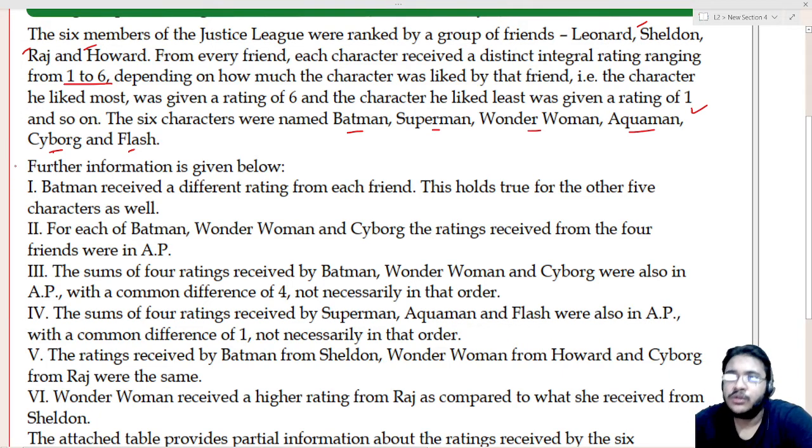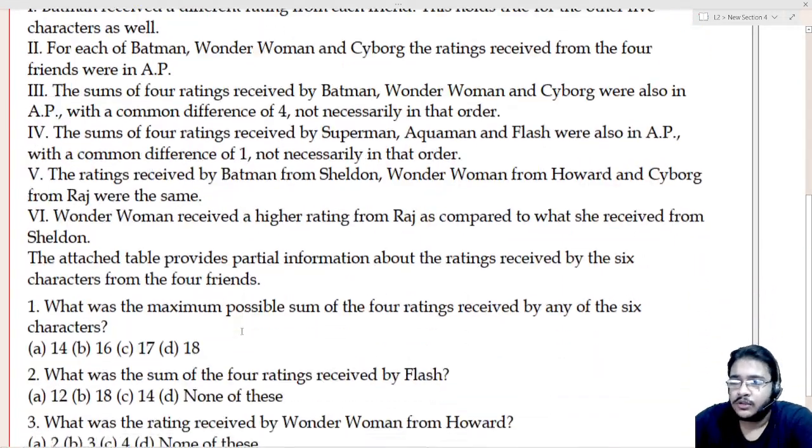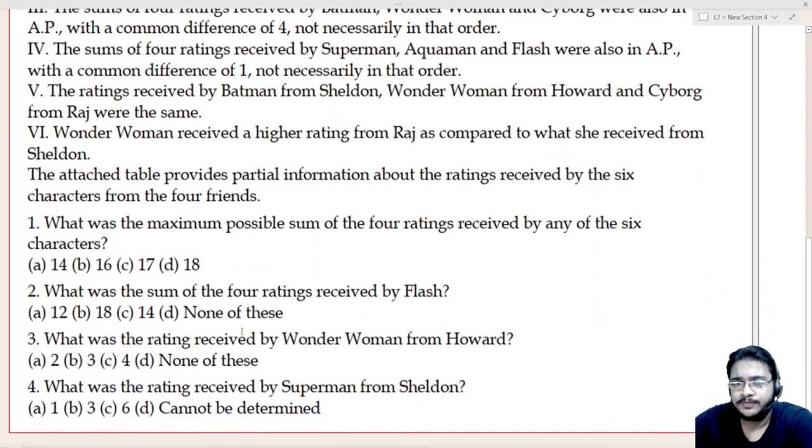So without looking at the conditions, I want you all to do this thing in your actual test also. Without looking at the conditions, just go and see the questions. So these are the questions. What is the maximum possible sum of the 4 ratings received by any of the 6 characters? What was the sum of the 4 ratings received by Flash? What was the rating received by Wonder Woman from Howard? And what was the rating received by Superman from Sheldon?